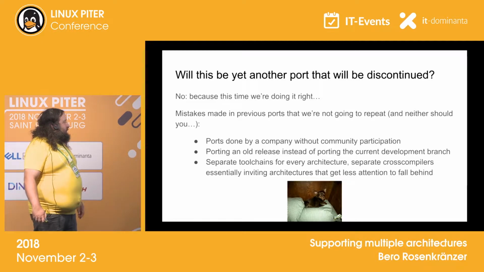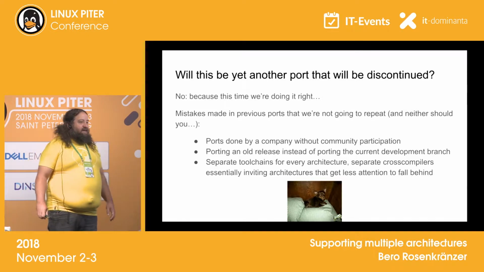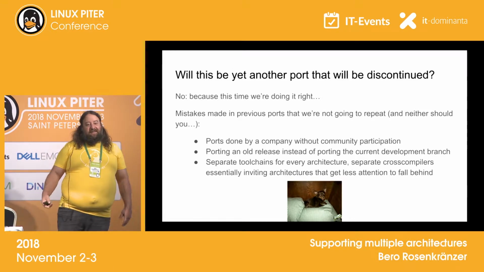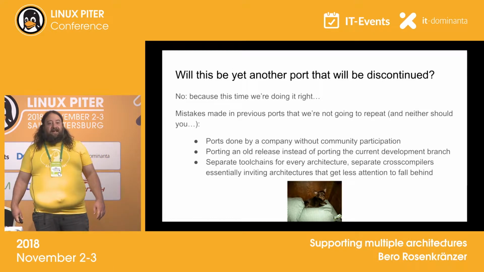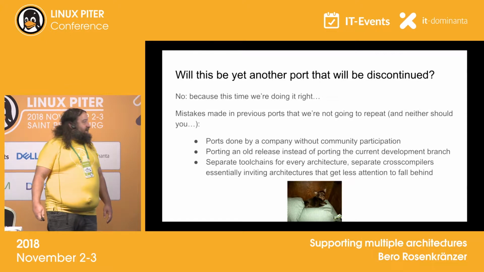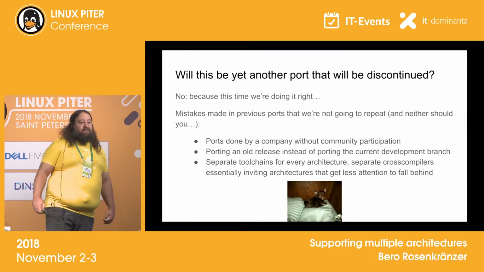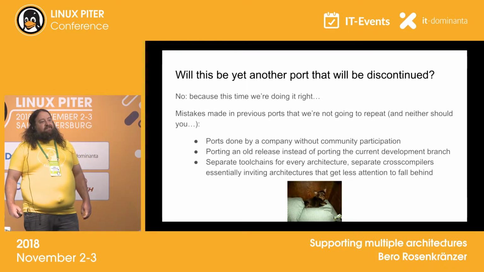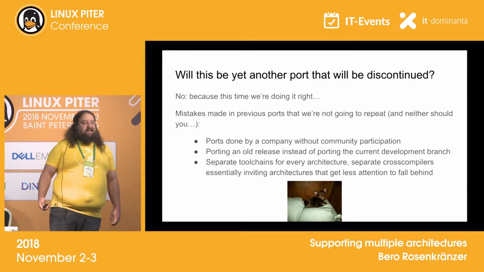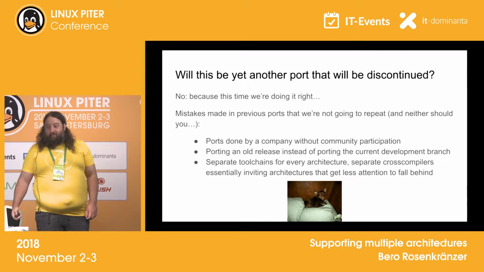And the last and maybe biggest point is having separate toolchains for every architecture, separate cross-compilers even, so that in some of those old ports the cross-compiler was actually a different version of GCC than the native system compiler, which is something that must be avoided where we want consistent results. And of course, architectures that got less attention would fall behind. Like, I think there was one point where we had GCC 4.8 on x86, while we had GCC 2.7 on Sparc or so. That's just something that must not happen with the new ports.